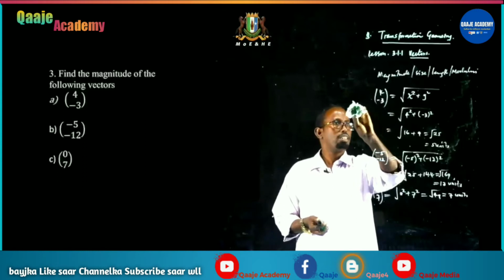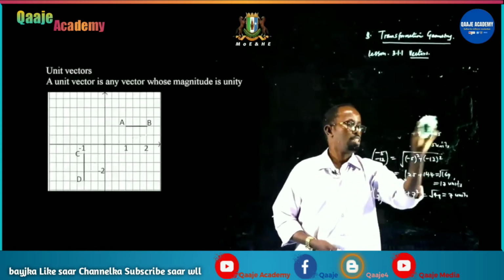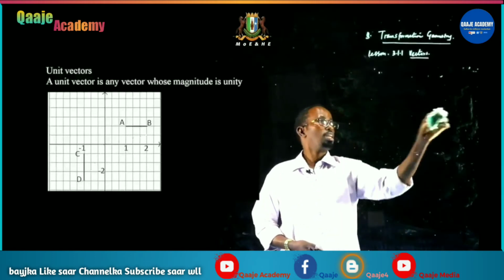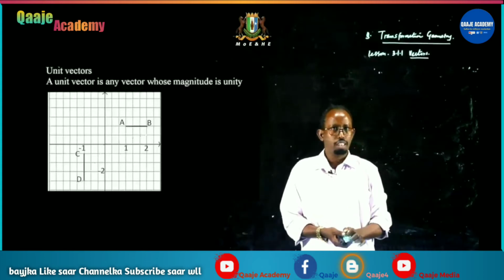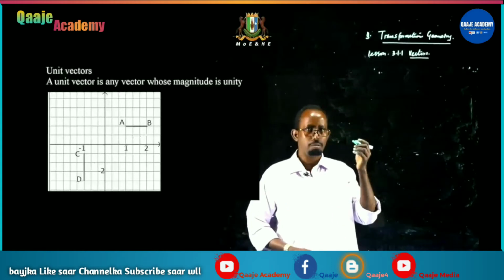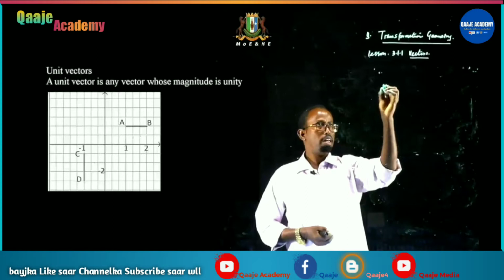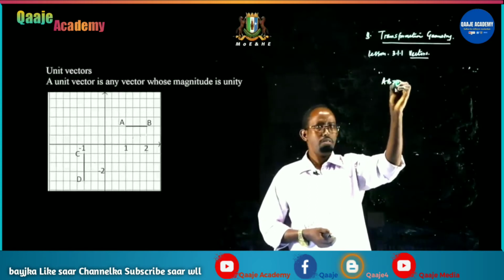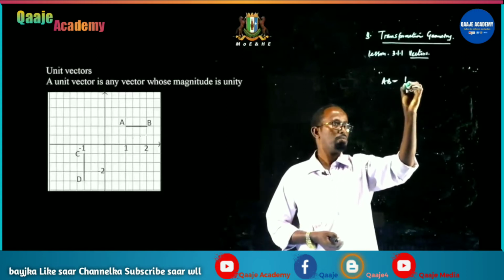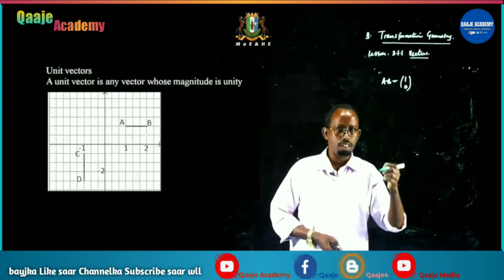Unit vectors. A unit vector is any vector whose magnitude is unity, I mean 1 unit. So AB, we have that is 1 unit. That is 1, 0. So this is a unit vector.